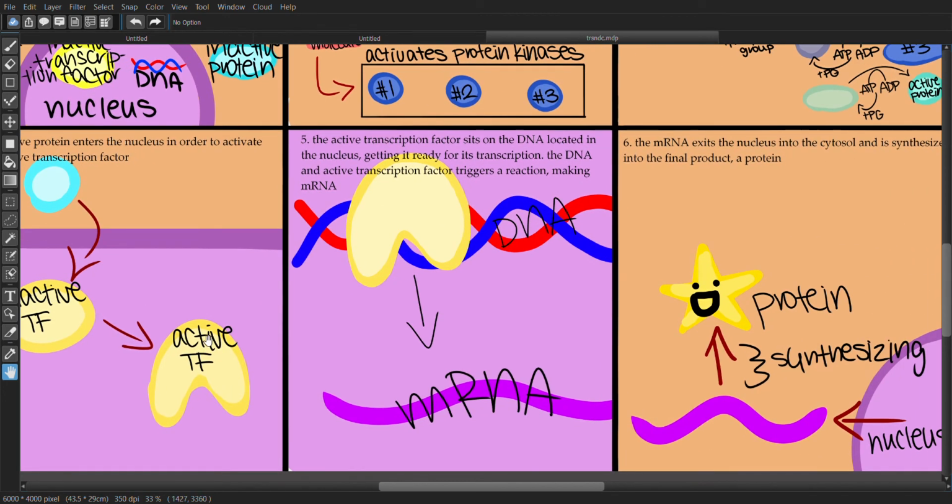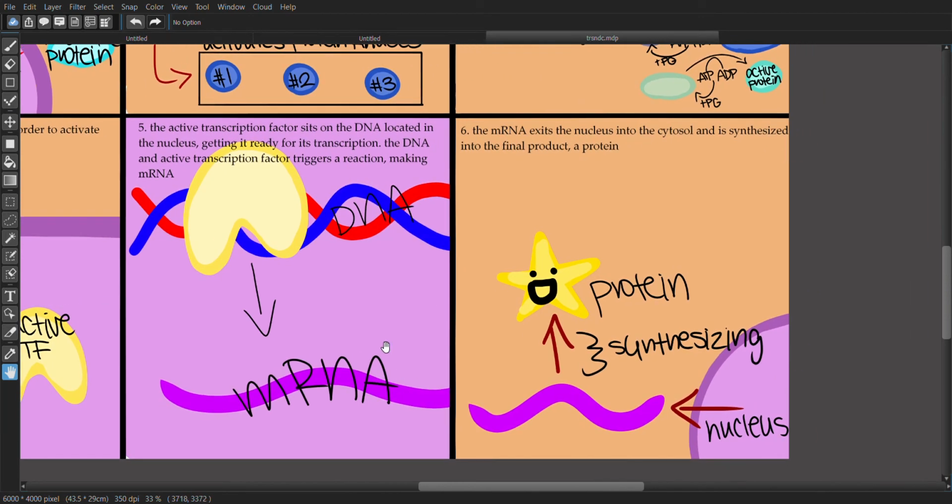And that active transcription factor is going to go on to actually sit on the DNA that's located in the nucleus. And this is going to just trigger a reaction, making mRNA in the process. And then the mRNA is then going to exit the nucleus, going into the cytosol. And the mRNA is just going to be basically synthesized by a lot of reactions, which in the end will make a protein, which is the final product of the signal transduction pathway.